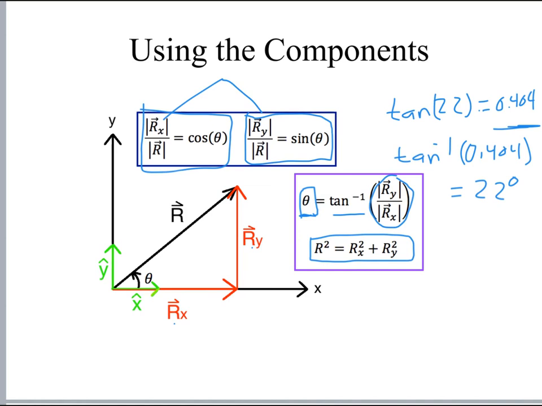There's a lot in this slide to unpack, so let's go through it real quick once again. If I know what the magnitude of the original vector is and the angle, I can use these relationships here to get the components Rx and Ry. If I know what Rx and Ry are, I can use these relationships to get the angle and the magnitude of the main vector. We're going to have some opportunities to practice this, but I want you to get the main ideas down.